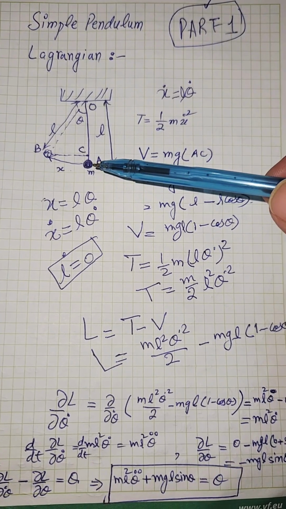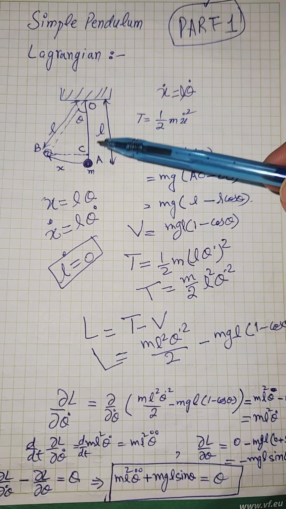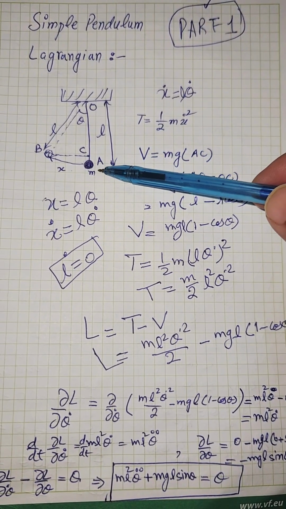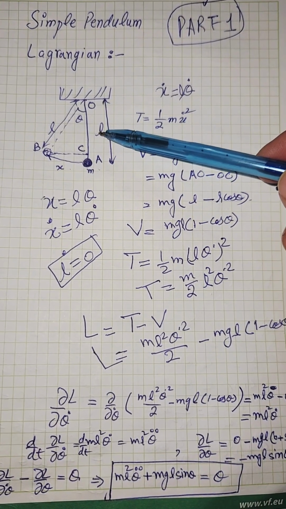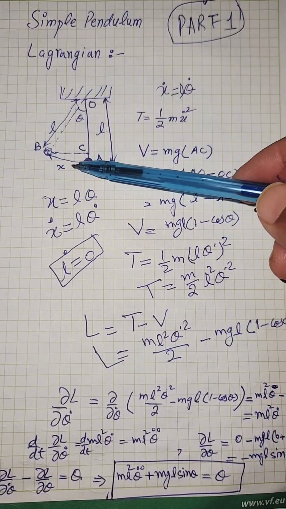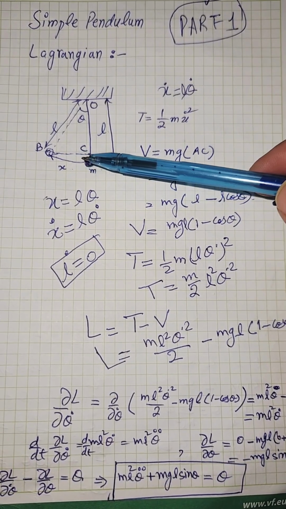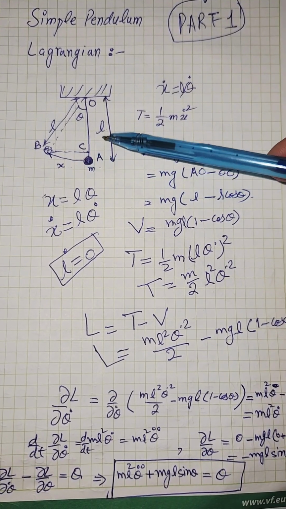Consider a simple pendulum. It contains a bob of mass m attached to a thread with length L. The bob moves along path x. The path x is an arc length, which is equal to L theta.